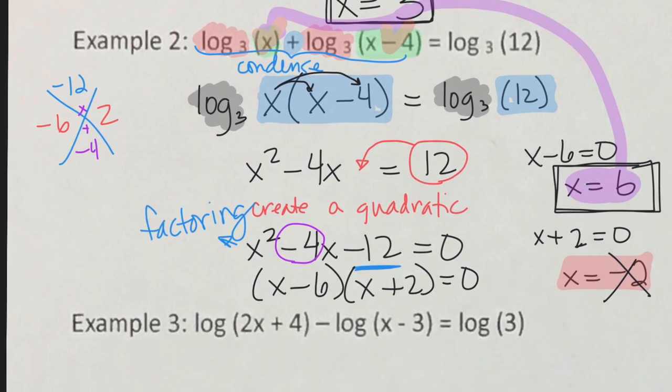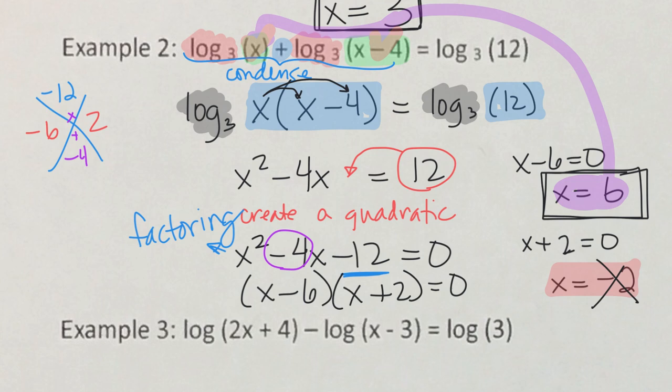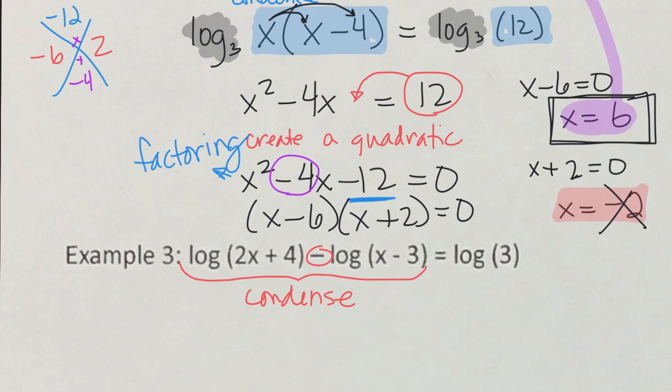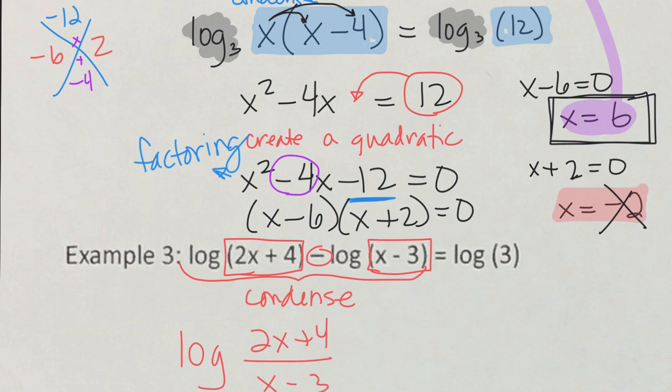Okay, so we're condensing. Anytime there is a plus or a minus, you have to condense first. So here we have another problem where I see that there's a minus, right? So I have to once again condense these subtraction of logs into one single log. So what property do we use? Condense has an N in it? Condense. Subtraction becomes division. Excellent. So this is the log of the first argument, 2x plus 4, divided by the second argument, x minus 3.